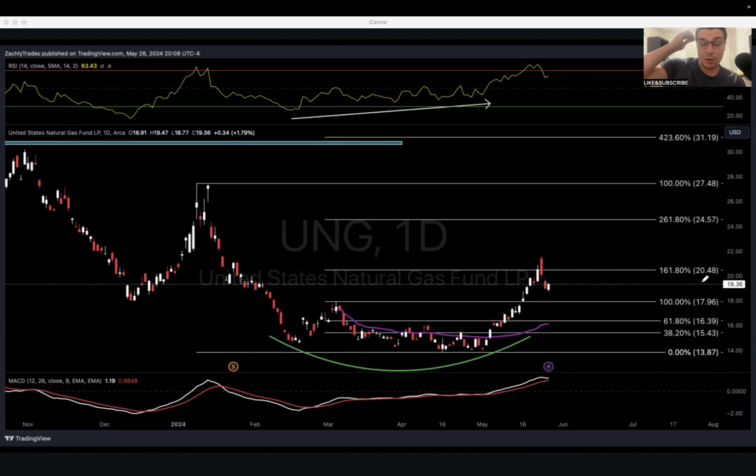And price action isn't too clear until we really find out if we get that breakout on the futures chart, or if we get that rejection and head back down. So 20.50 and $18, those are basically the key levels that we can dance between on UNG.